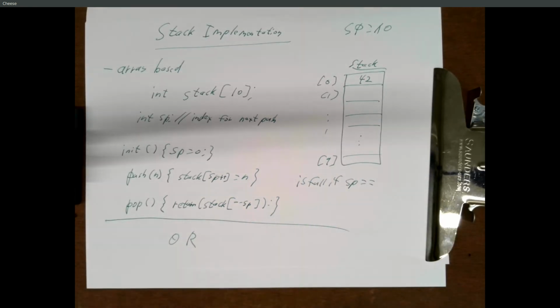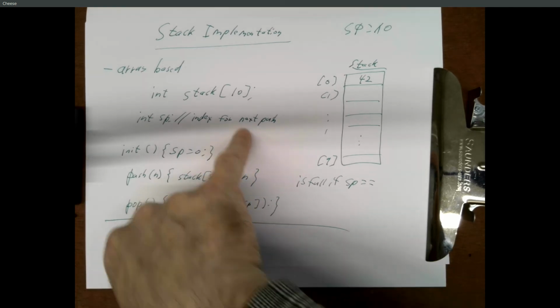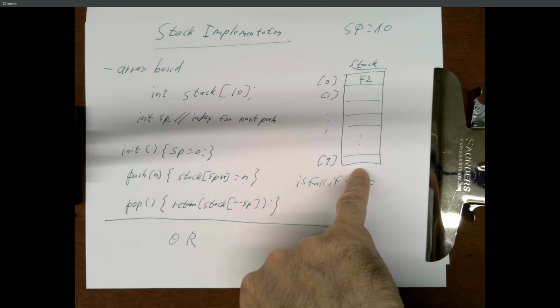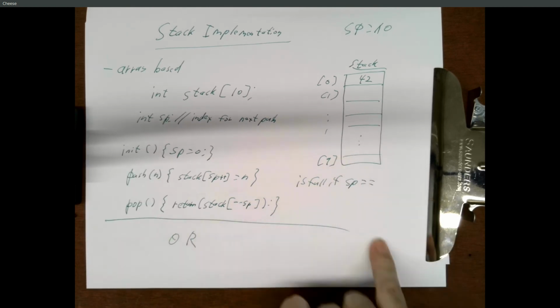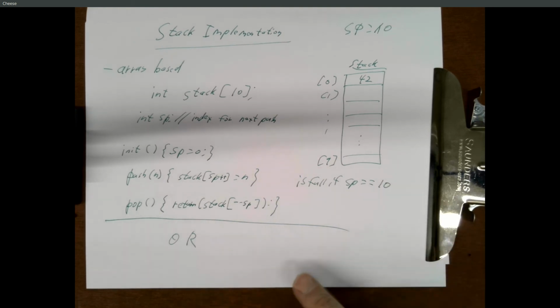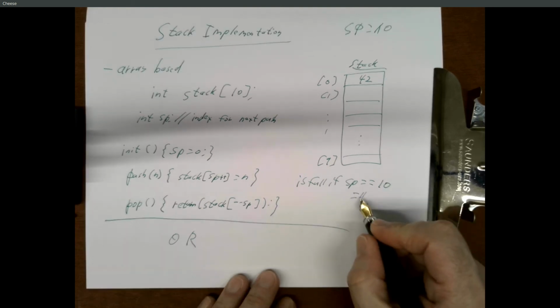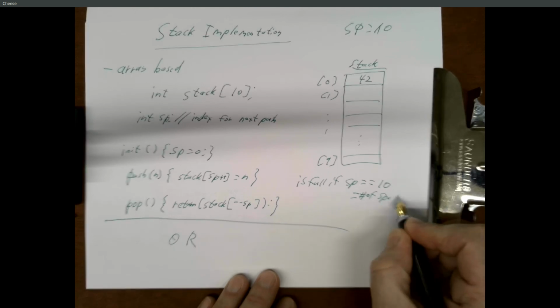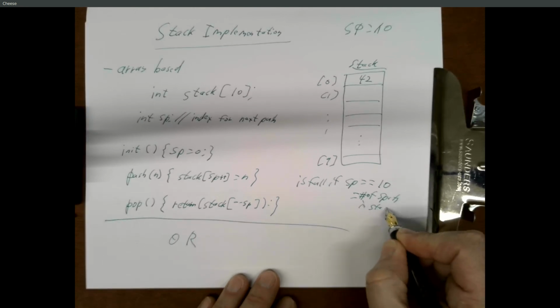So if SP equals 11, it's definitely full. What about if SP equals 10? That's also full, because SP is where we're going to push, and we don't have an index 10, right? The biggest index is 9, so it's actually full if SP is equal to 10, which is the number of spots in the stack.